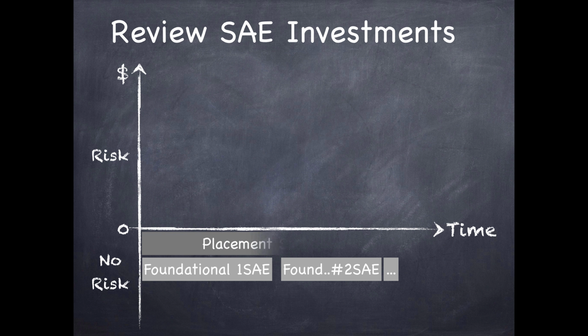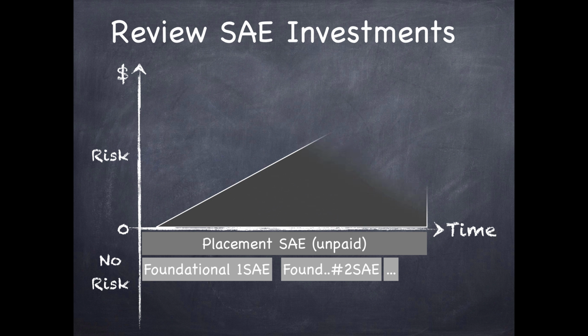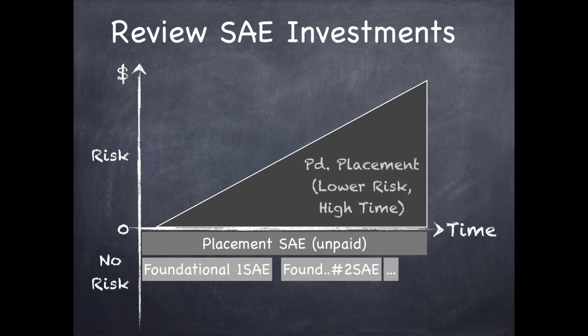Now, if I keep moving into my SAEs, I end up getting into an SAE called placement, which is a job, but it's unpaid. So once again, it's in the no risk category, but however, all of these require time. Now, as we move into the financial record keeping, which is the focus of this section, we're going to first start talking about paid placement. Now, again, that's where you got that paycheck. There is money. However, I would say it's low risk, but you're going to put in time, no doubt.